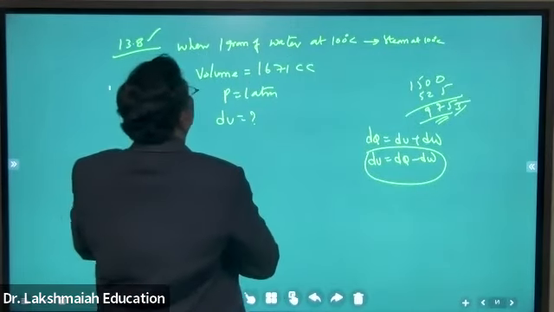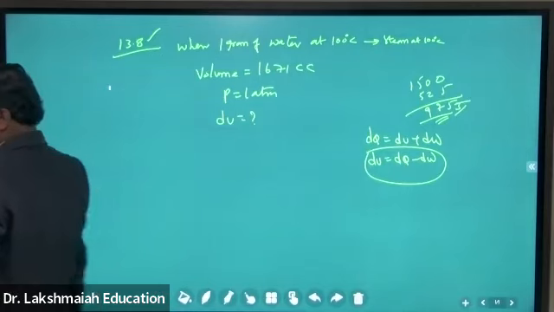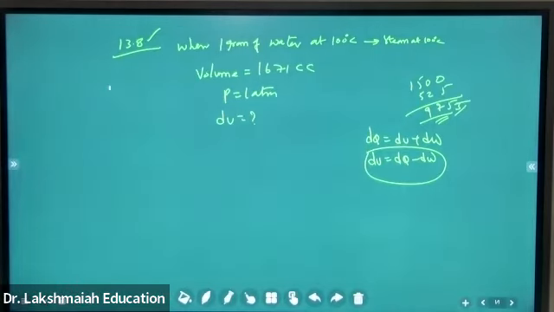When 1 gram of water at 100 degrees centigrade is converted into steam at 100 degrees centigrade, its volume occupies 1671 cubic centimeter.